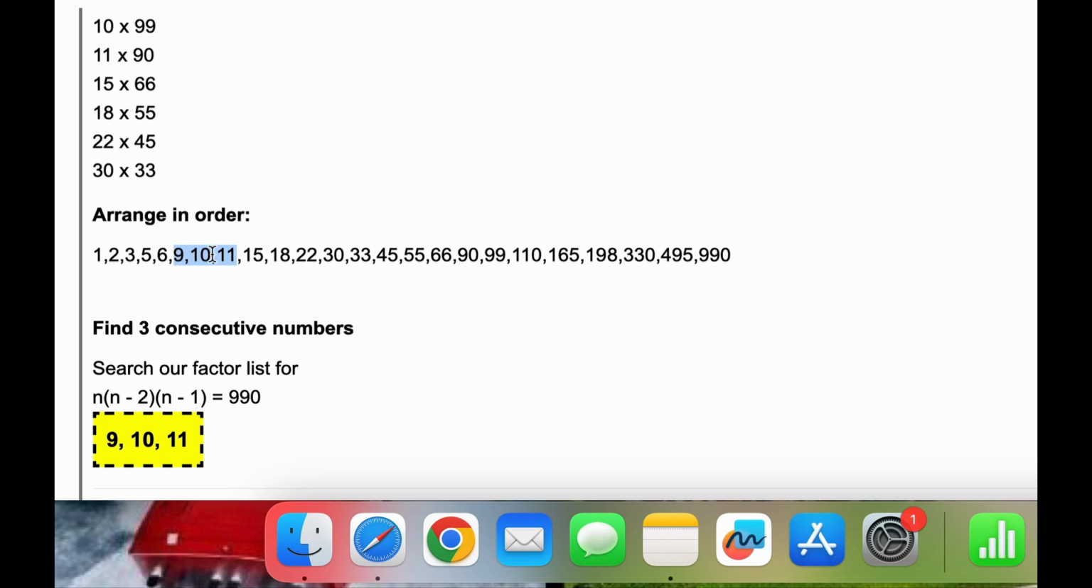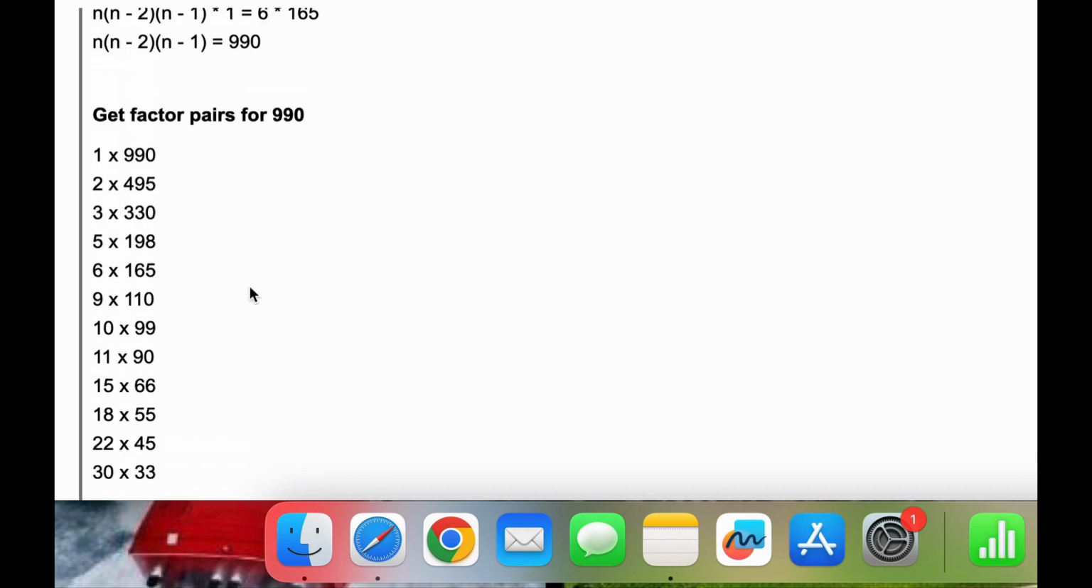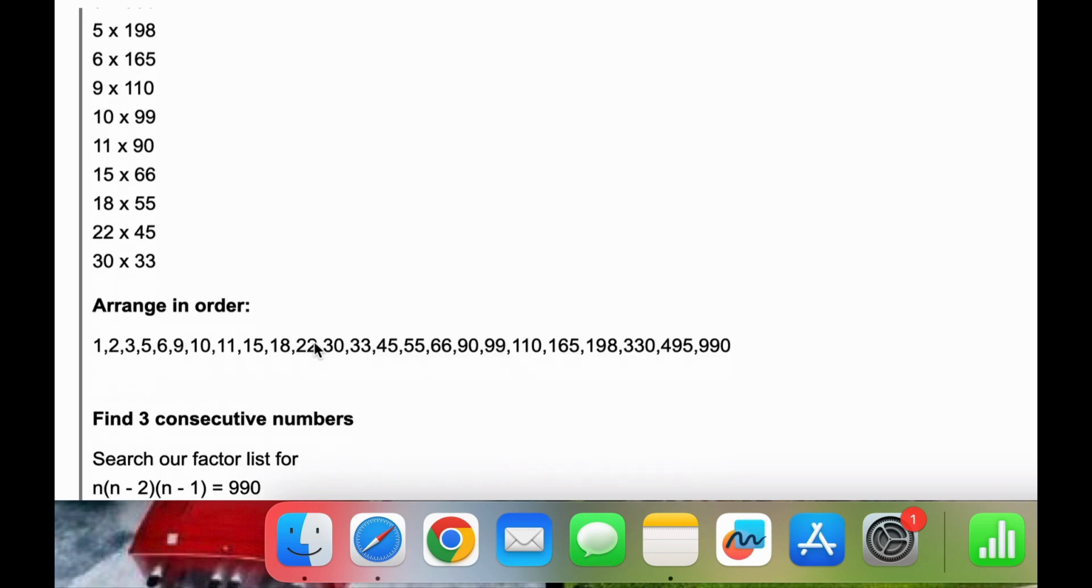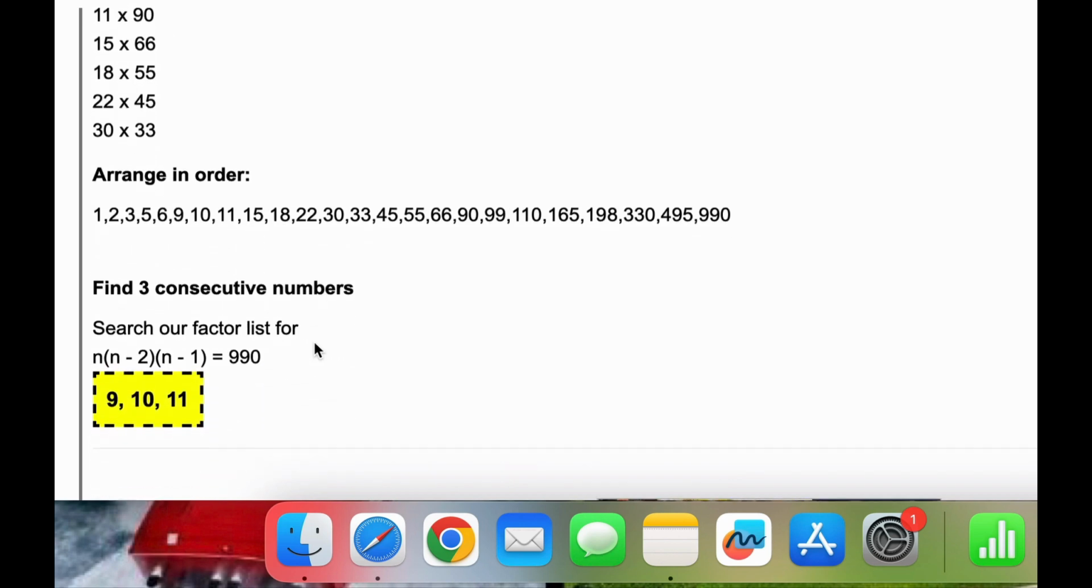When I multiply those out, I do in fact get 990. So that is our answer, 9, 10, and 11. And so the key with these is r could be 3, r could be 4. You want 4 terms or r terms decreased by 1 such that the product is the cross multiplication of this step here. And that's how you back into the answer for n. So that's it. Thanks for watching.